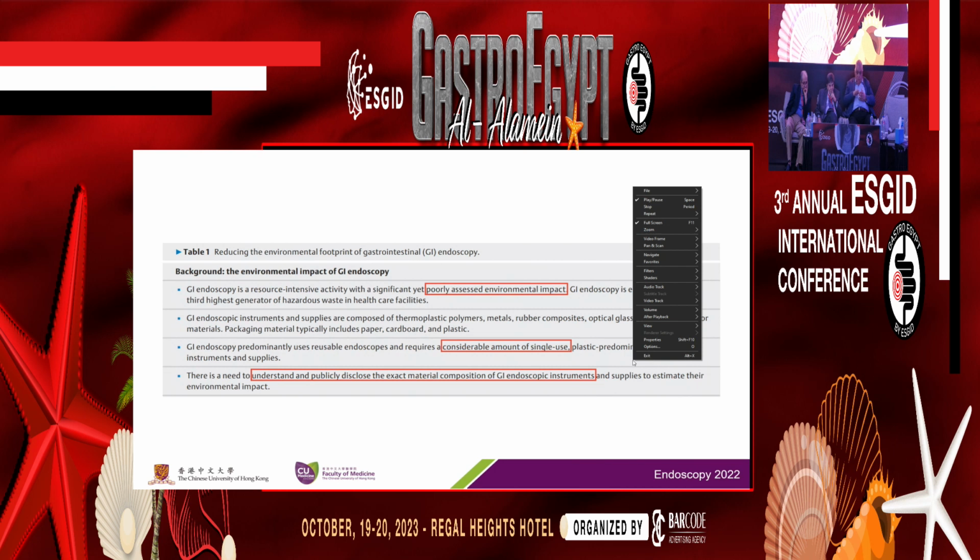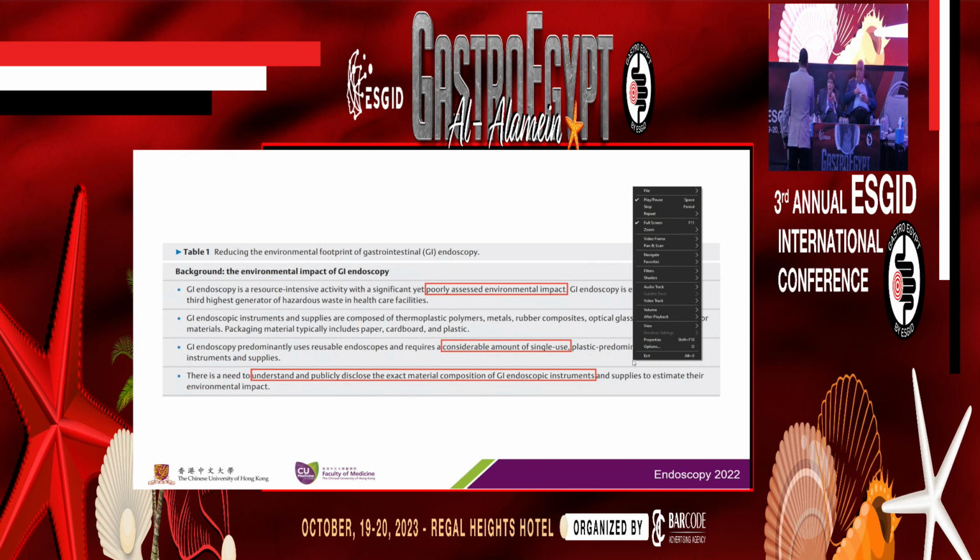Though the positional statements were huge steps forward, we still face a lot of challenges. First of all, as stated in the ESGE paper, the environmental impact of endoscopy service is poorly assessed. GI endoscopy is characterized by considerable yet variable amounts of single-use items, and unfortunately, there is only scarce information provided by most manufacturers regarding the exact components and environmental impact of each instrument. In fact, most of the environmental figures I presented earlier are based on indirect estimates and heterogeneous assumptions.